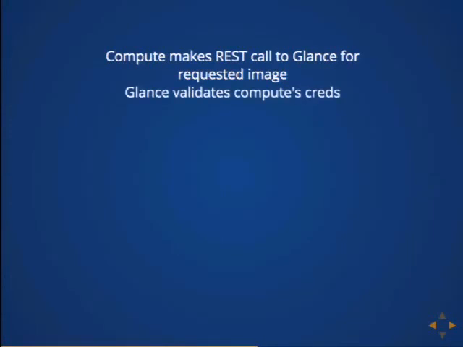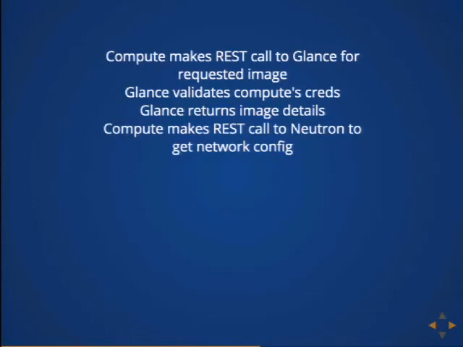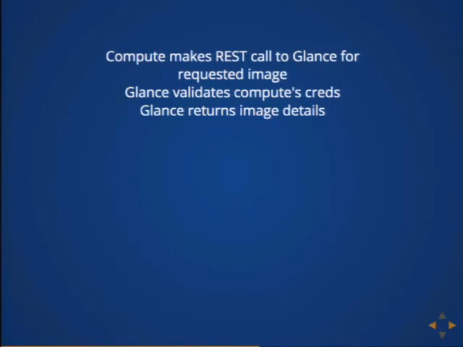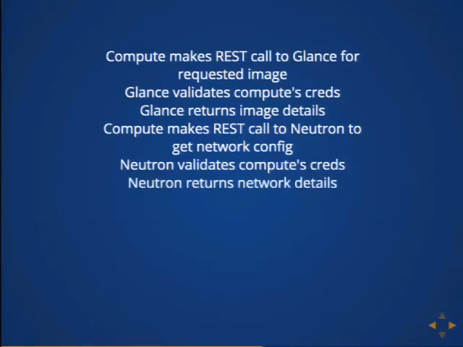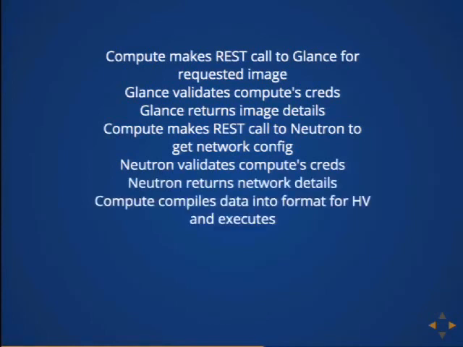Glance validates compute's credentials because it's not going to let anybody talk to it. Another round trip through Keystone. Glance returns the image details. Glance is actually talking to an internal subservice in order to do that. Compute makes a REST call to Neutron to get networking config. Neutron validates, returns the networking details.